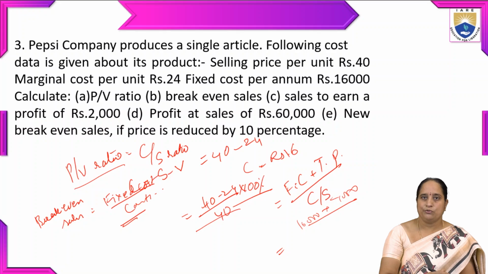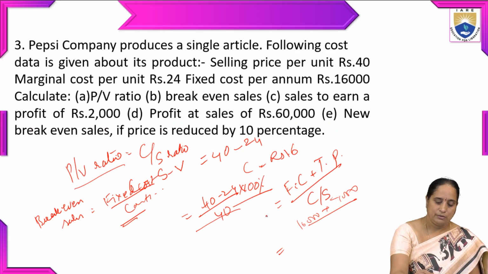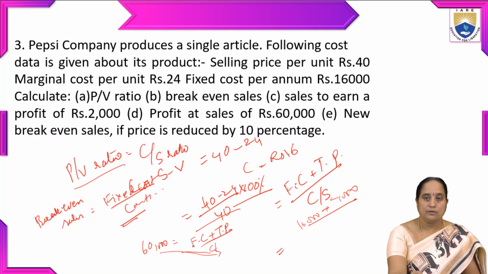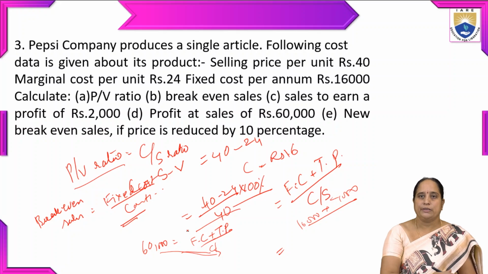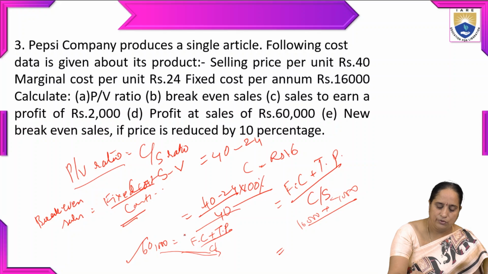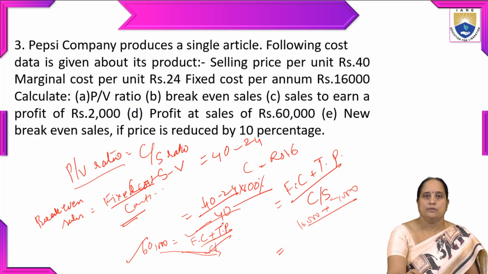Then at the same time we have to find out profit at sales of 60,000. So we should apply the same formula. Here we have been given the sales, then using the formula fixed cost plus target profit divided by contribution per unit, we can calculate profit at sales of rupees 60,000, because we know the sales value, we know fixed cost, we know contribution by sales ratio. So using this we can find out the target profit.